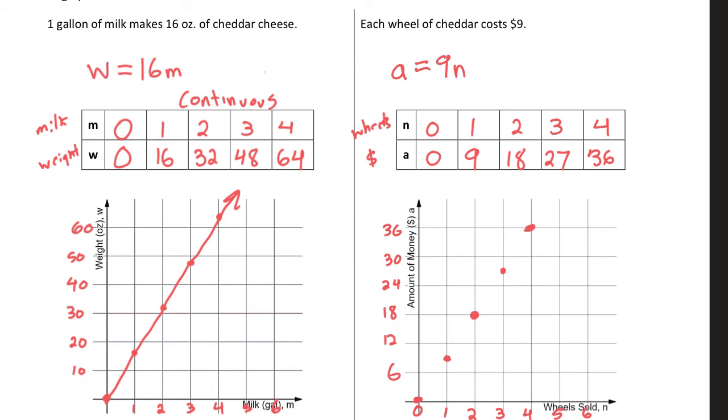Now this graph, we're selling whole wheels of cheese, all right? We're making a wheel of cheese, packaging it, and selling it. So this would be a discrete graph. We're not selling half a wheel. We're not selling fractions of wheels. We're selling whole wheels of cheese. That is why I don't connect the dots. That is why this is discrete, okay?